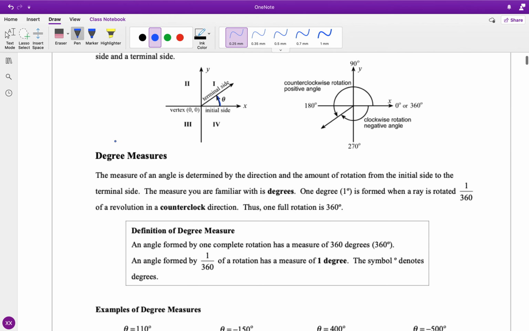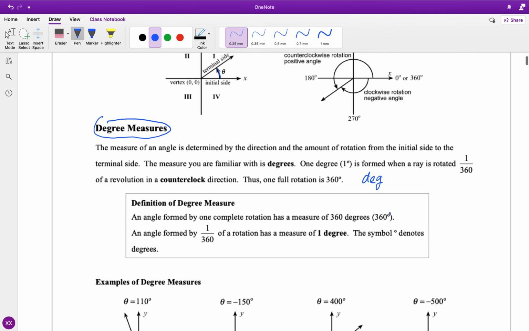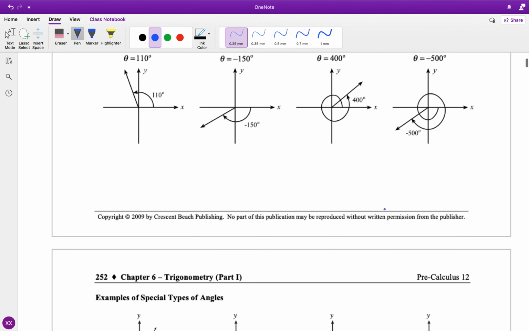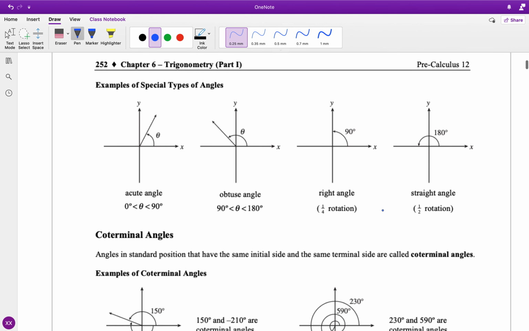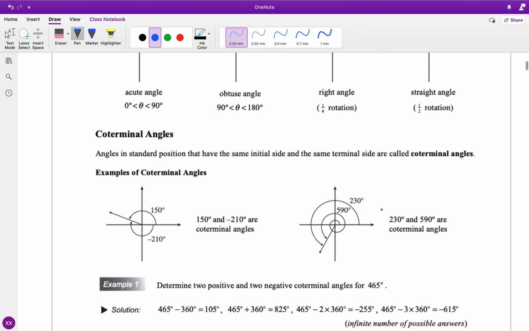So far we have also been very familiar with so-called degree measures. Angles, we're very used to degrees. And on your calculator, we always say make sure that the mode is in degree, right? However, today we are not talking about degrees anymore. We will talk about radians.